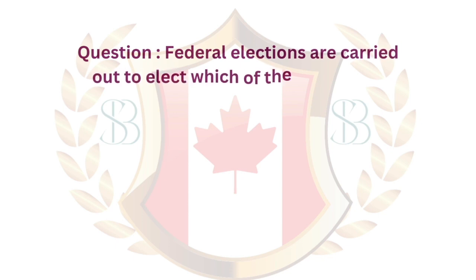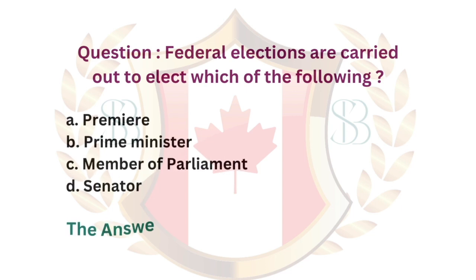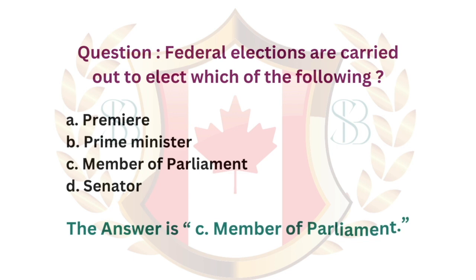Question. Federal elections are carried out to elect which of the following? A. Premier. B. Prime Minister. C. Member of Parliament. D. Senator. The answer is C. Member of Parliament.